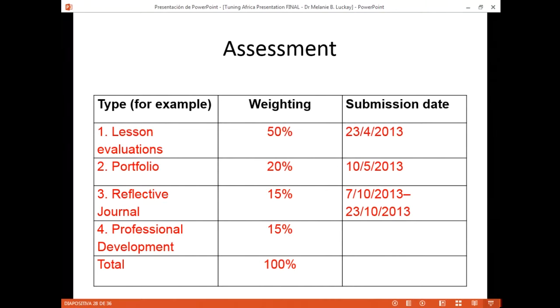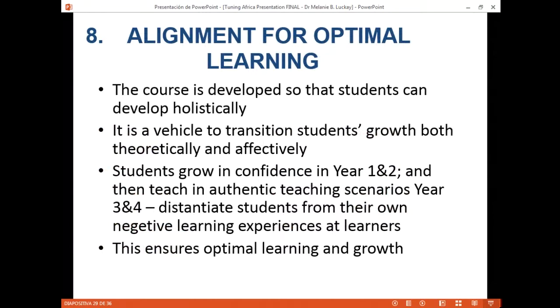And importantly, in my course, it would be important for the other lecturers to see what I do practically so that they can also guide them in their own method classes. So the alignment helped us develop a holistic student. It gave us a sense that within the first 2 years, we'd give them a lot of theory, and in the last 2 years, we'd let them practice more, distancing them from the negative experiences that they had in the past in education.